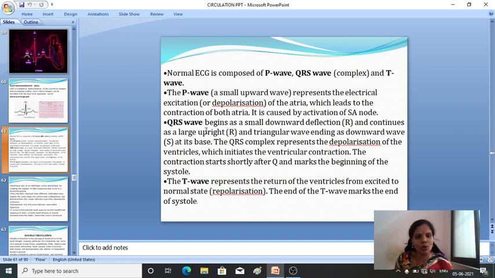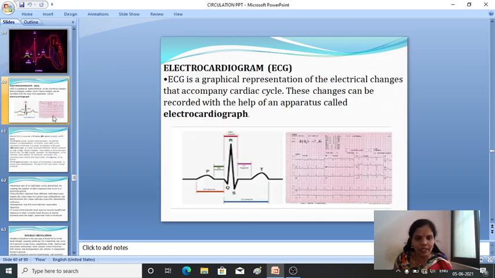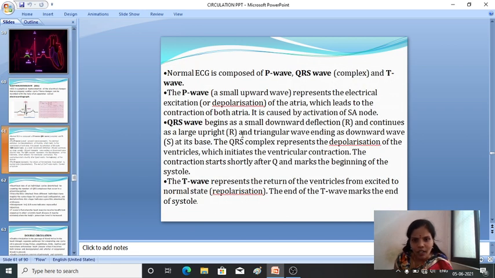Then next comes the QRS wave. During the QRS wave, it begins with a small downward deflection, that is the Q wave. It continues as a large upright wave, that is R, here. Then it comes downward, forming a triangular wave ending in a downward wave, that is the S at the base. So you can see it begins with a small downward deflection.